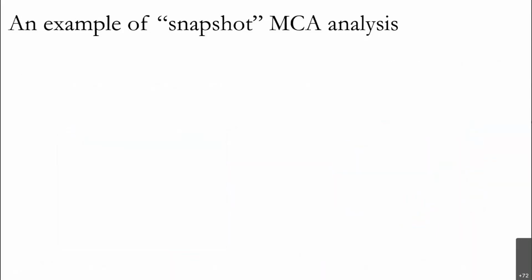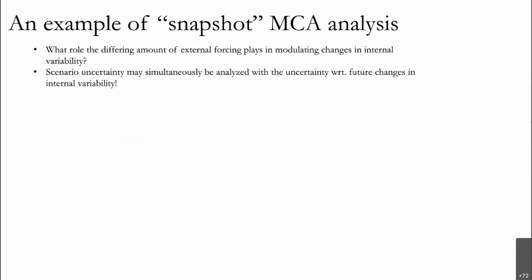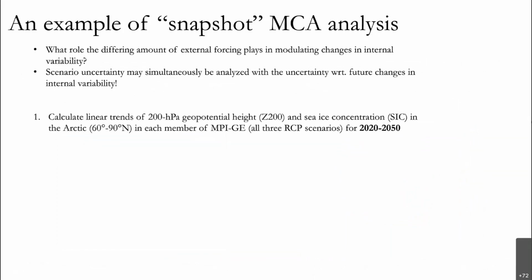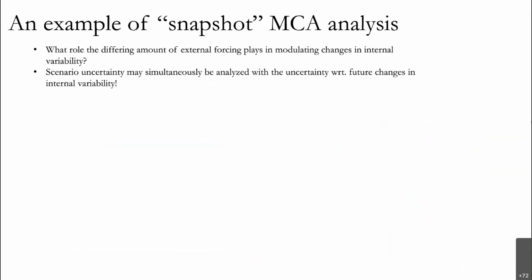As another example of making use of the so-called snapshot approach, let's raise the question: what role does the differing amount of external forcing play in modulating changes in internal variability? In this way, the scenario uncertainty and the uncertainty regarding changes in internal variability may be studied simultaneously. I will demonstrate this on the example of atmospheric drivers of summertime Arctic sea ice melt in another large ensemble, the Max Planck Institute Grand Ensemble.